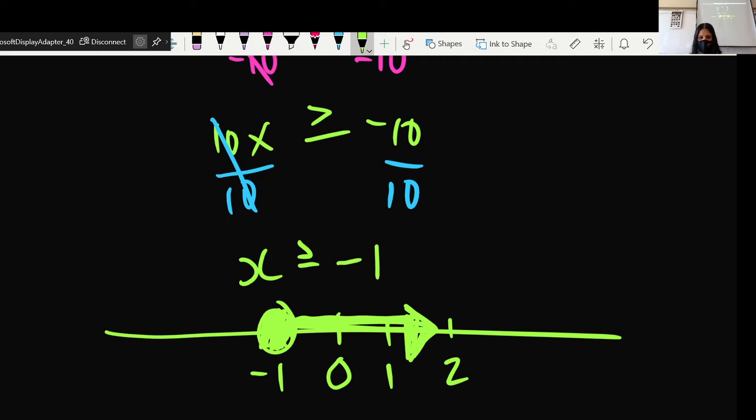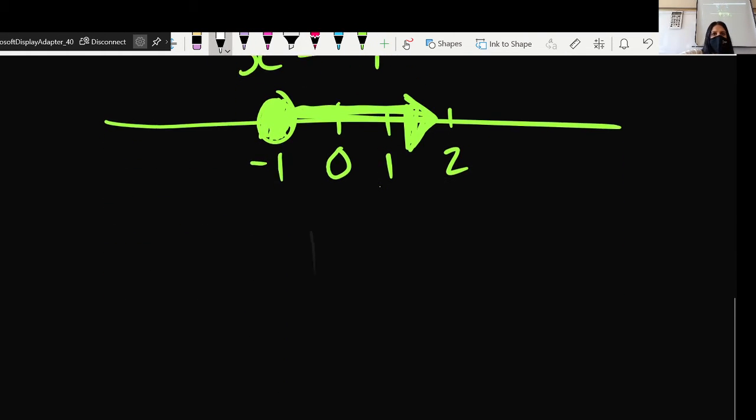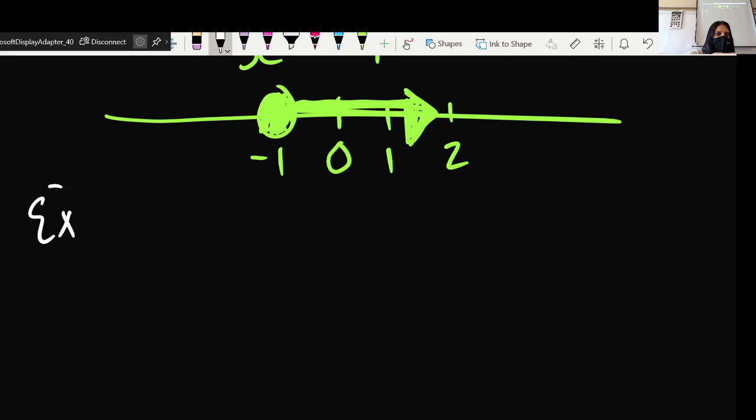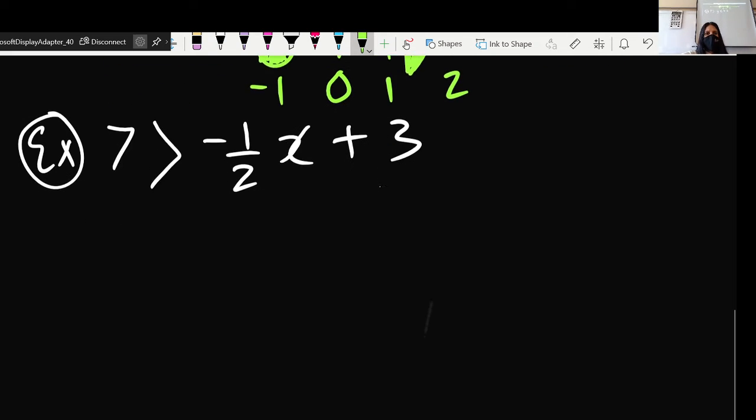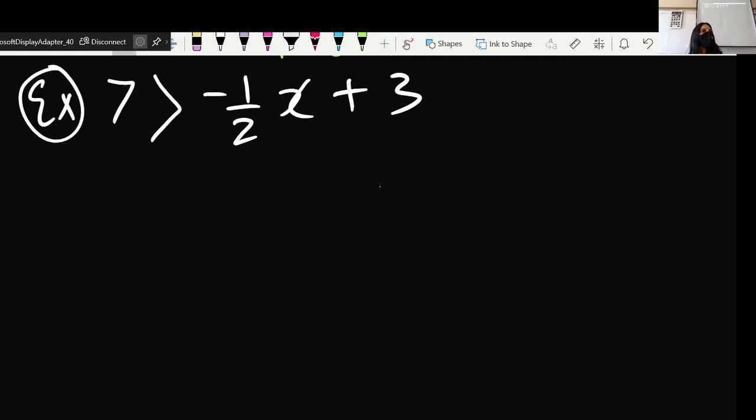Are we okay with that recap of how this works? Okay, let's do another one that has something slightly different. Let's say we have 7 > -1/2 x + 3. We want to solve or isolate x. What is the smartest or easiest first move in working with this?